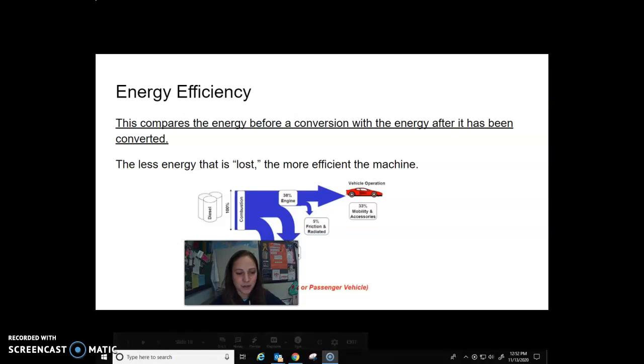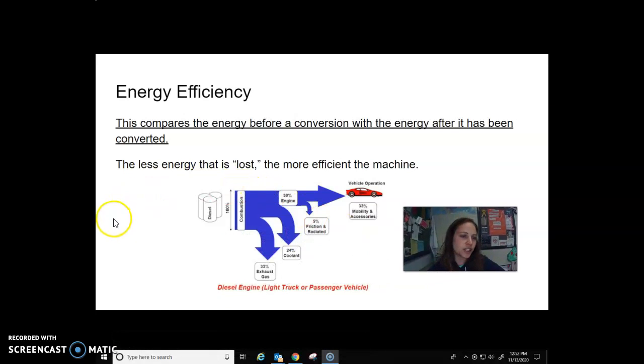One last concept for you, energy efficiency. You may have heard commercials for getting more efficient windows or a more efficient vehicle. In a nutshell, this compares the energy before a conversion with the energy after it's been converted. Now, a typical vehicle is only about 33% efficient. Here's why. If you're starting with diesel, about 33% of the energy in there once it's combusted is lost through exhaust.